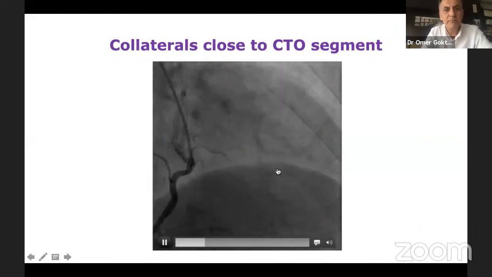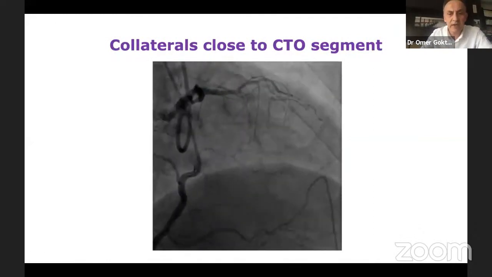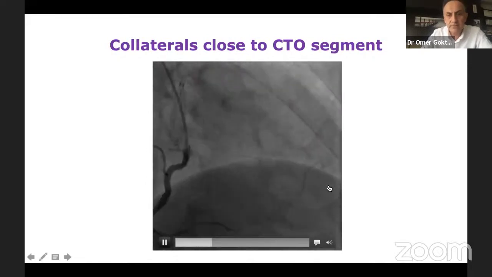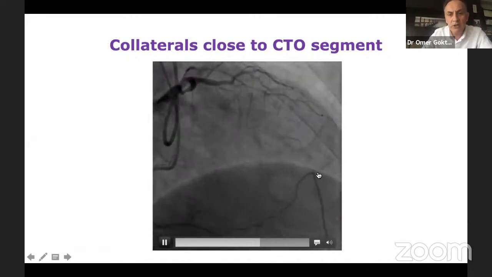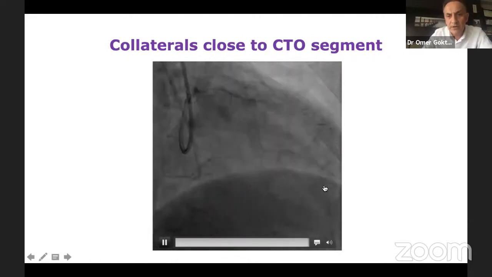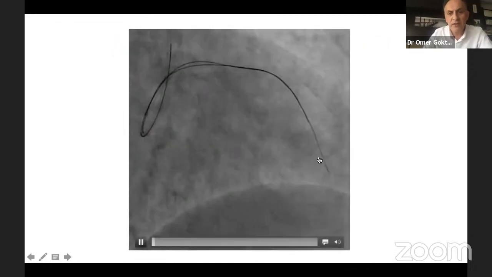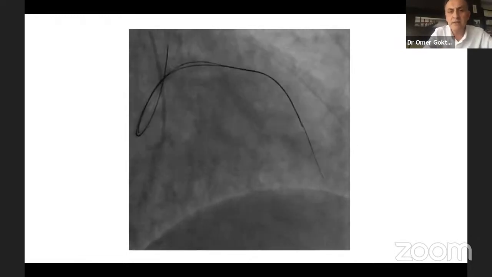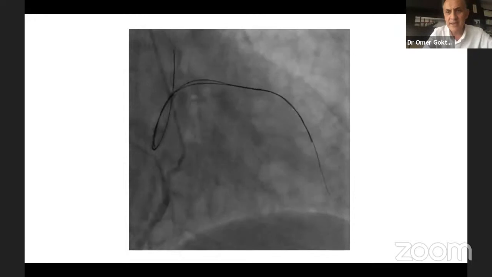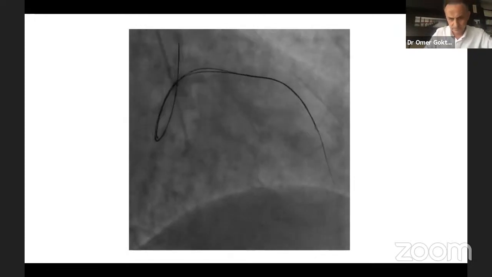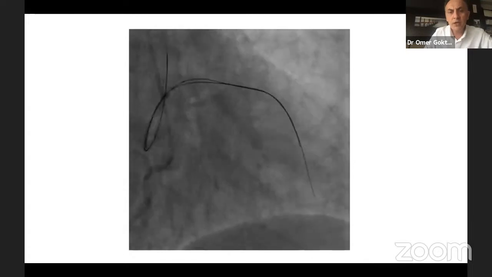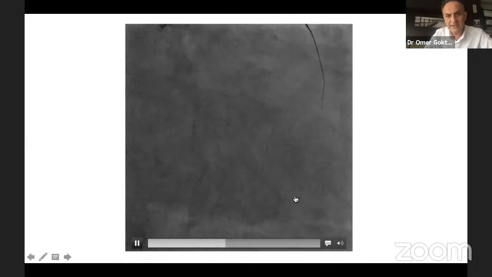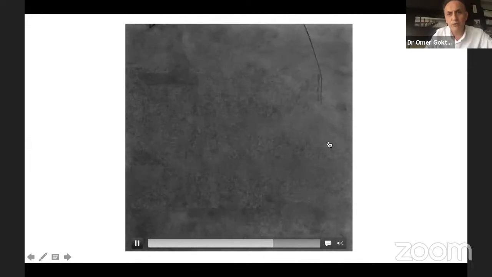Another issue we might have sometimes, as you see here, is collaterals very close to the CTO, like this. This is an issue because our wire will always go down, not up. We tried, of course, with antegrade technique here, but we failed. The first wire is in subintimal space, not in the lumen, I know that. And I sent the second wire. That one also failed to find a lumen. And then we had to go to retrograde approach here because it's very distal. I don't want to do any dissection here because it's already very distal.